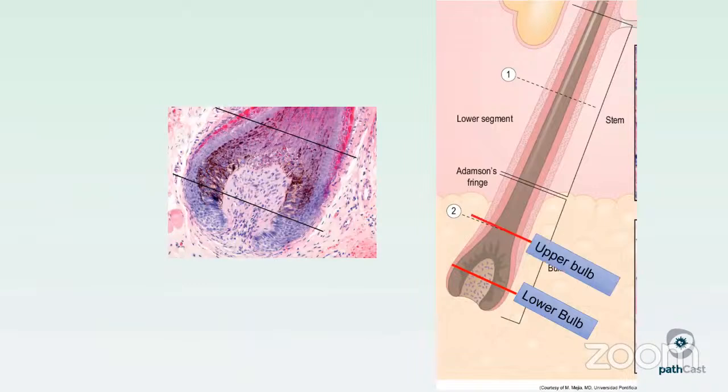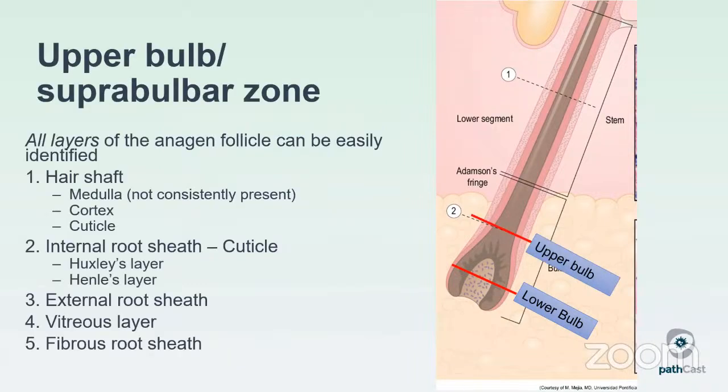So next up, we're going to make our way to the upper bulb. In the upper bulb, this is exciting because this is where we get all of the layers of the anagen follicle that can easily be identified and is commonly tested actually as well. So this is where you have all those layers that you can point and ask, what's this, what's this, what's this? So the hair shaft, which in turn has the medulla, cortex, and cuticle, an internal root sheath with a Huxley's and Henle's layer, external root sheath, vitreous layer, and fibrous root sheath.